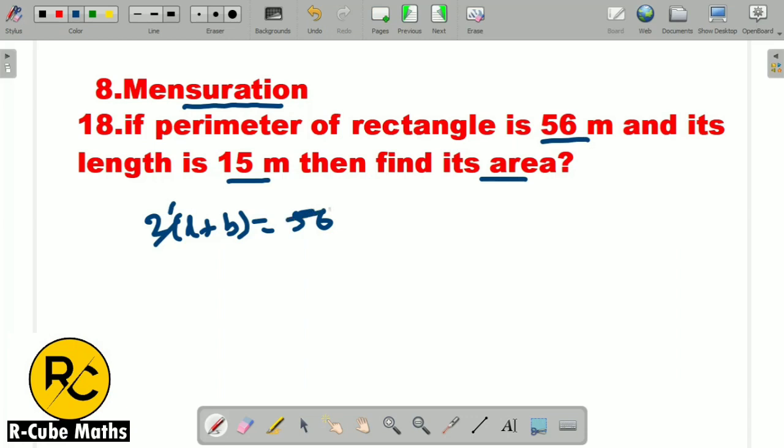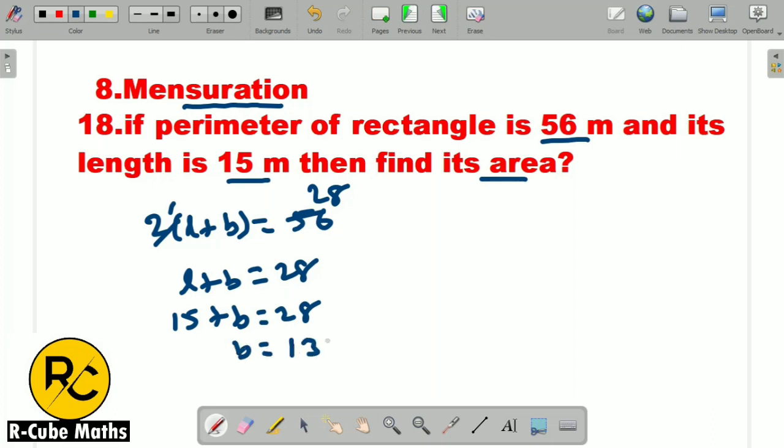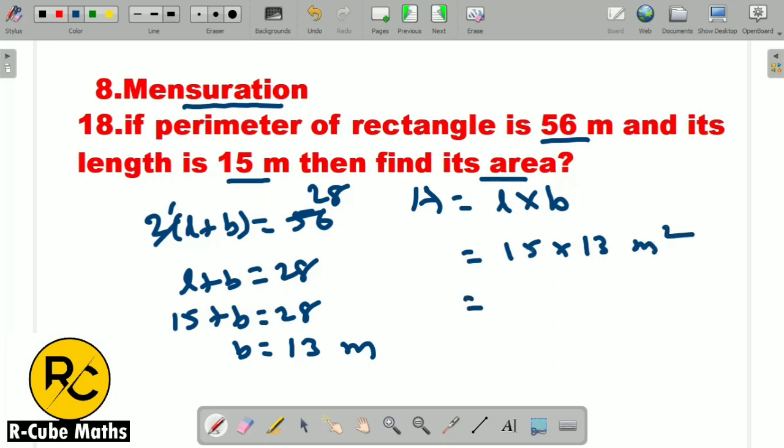L plus B is 56 by 2, which is 28, but L is 15. 15 plus B is 28. So B is equal to 13 meters. Now area is equal to the product of its length and breadth. This is the area of the rectangle. Length is 15 meters, breadth 13 meters, area in meter square. So what is 15 into 13? 15 tens are 150, 15 3s are 45. So we get 195 meter square as the answer.